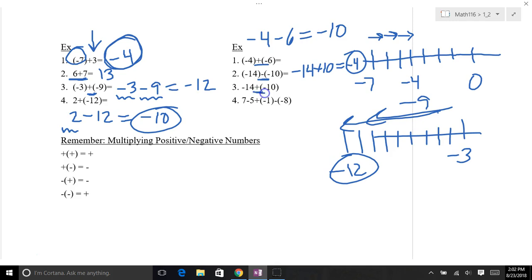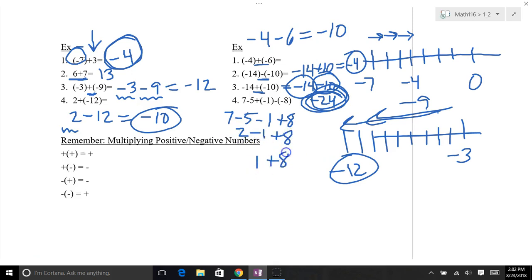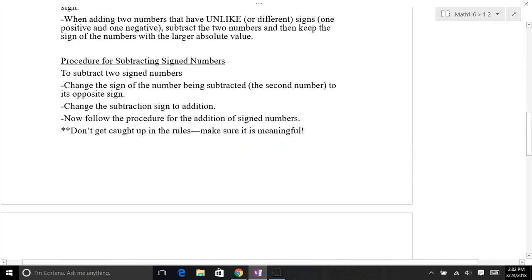A positive times a negative is a negative, so you have -14 minus 10, so you get -24, right? You're in debt $14, you're going $10 more in debt, you're in debt $24. And let's clean up these double signs here on this fourth one. 7 minus 5, you have a positive times a negative is a negative. You have a negative times a negative, you get a positive. So 7 minus 5 is 2. 2 minus 1 is 1. 1 plus 8 is 9 on that. And let's move on here.